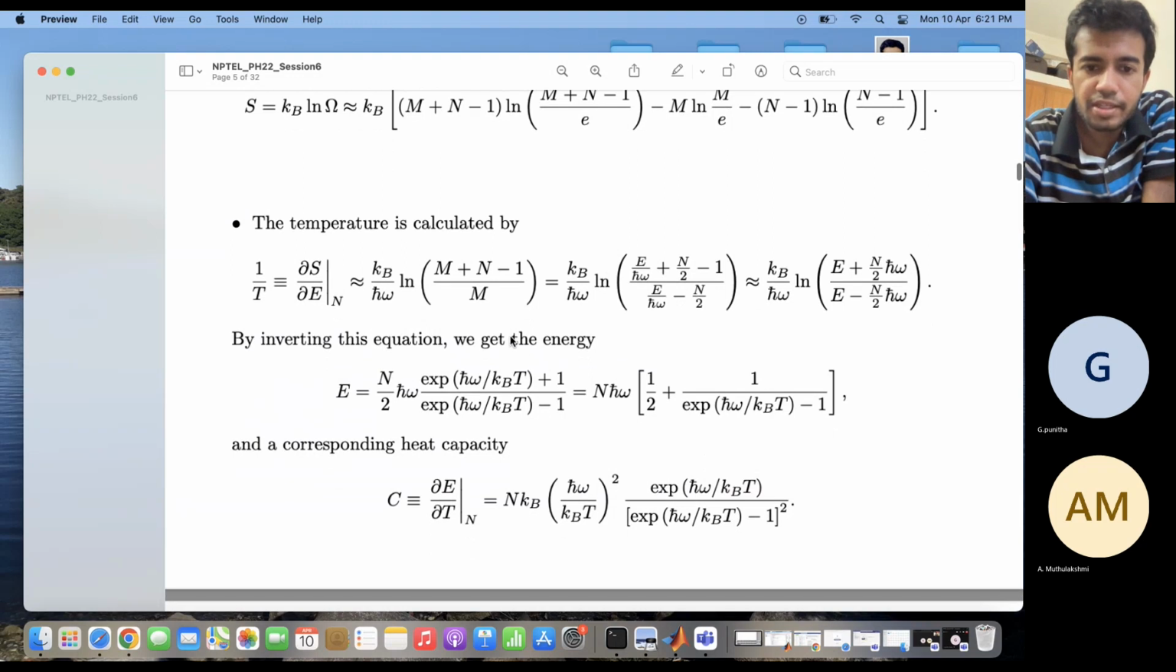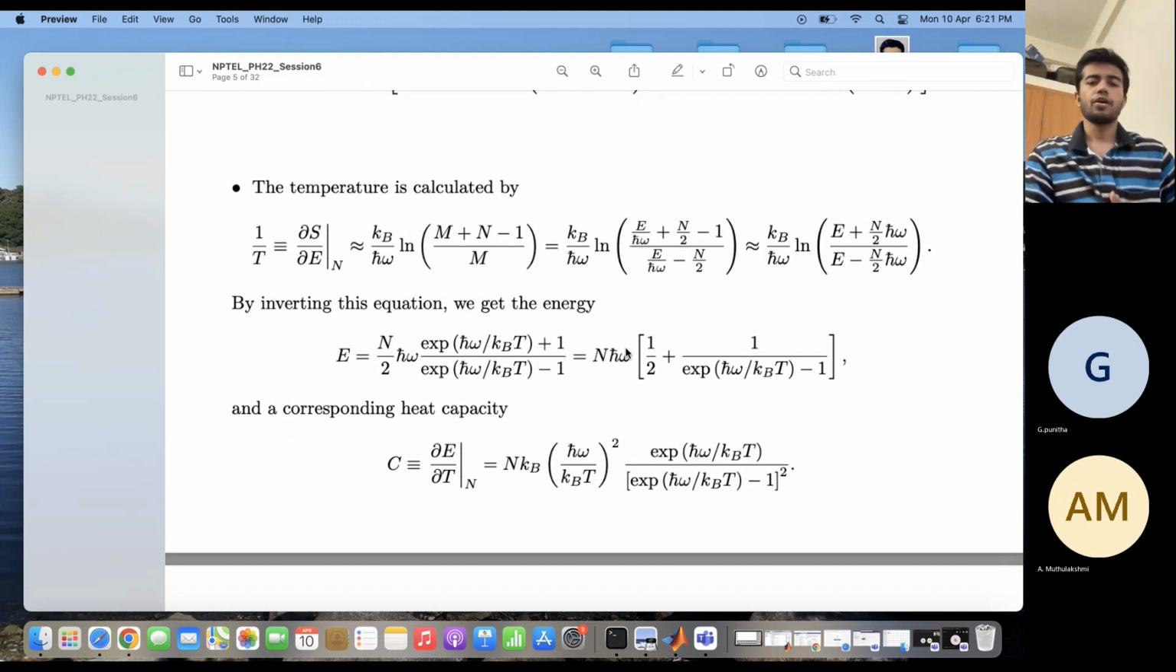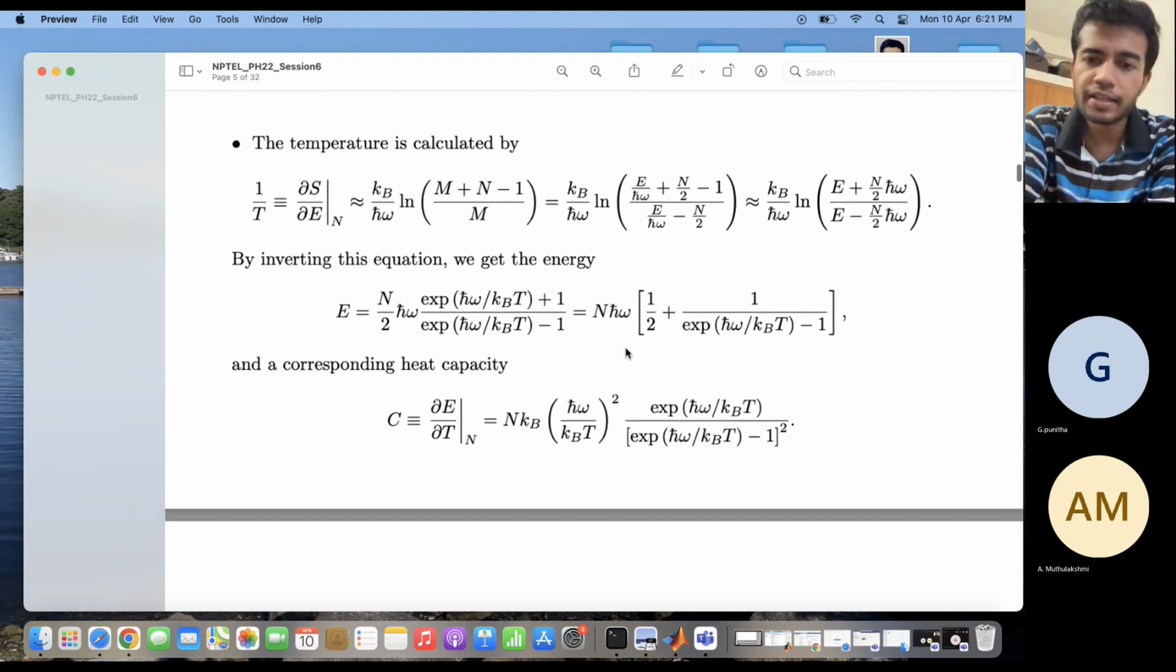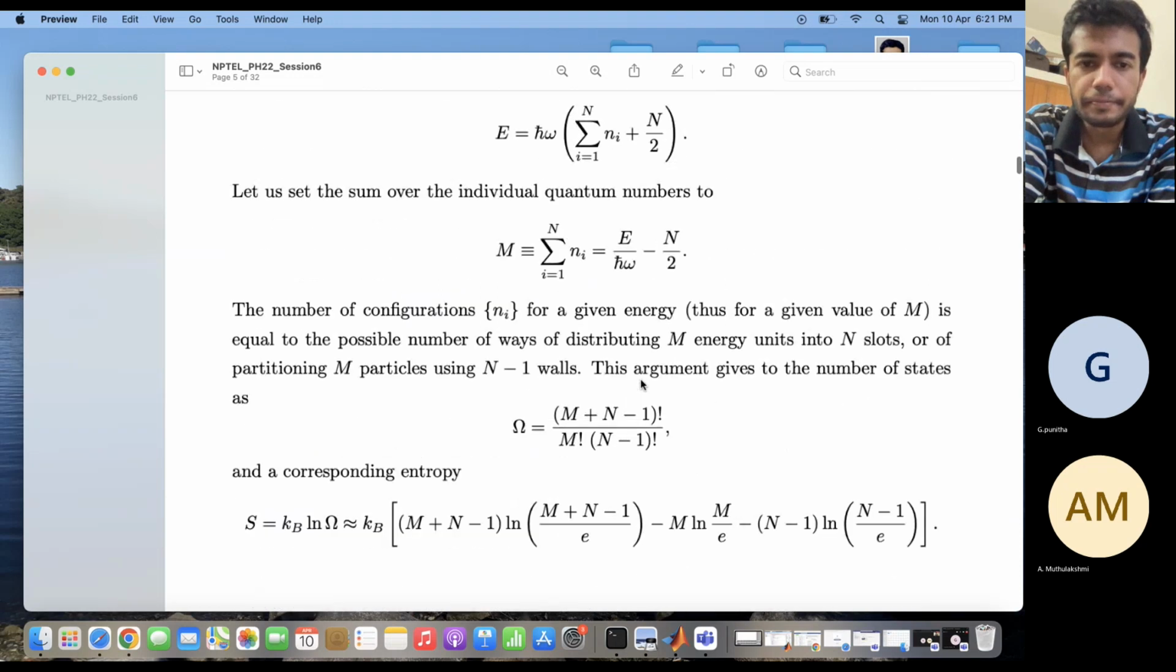Now if I invert the expression, this quantity then becomes e to the power of H cross omega by kBT. Exponential H cross omega by kBT, and I finally get my energy by inverting this expression. So this is the expression for the energy of the system of n quantum harmonic oscillators. And the heat capacity follows if I do del E by del T of this expression, and this is the expression for the heat capacity which I get.